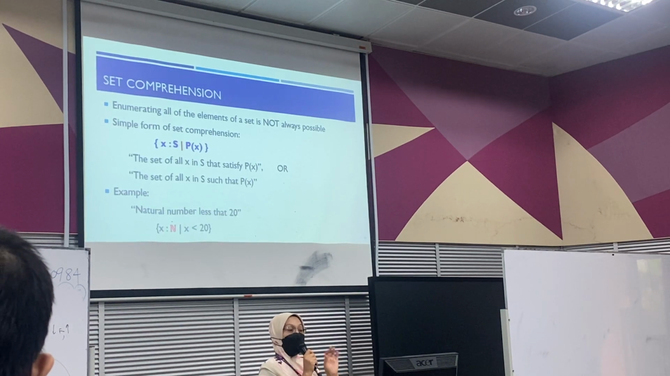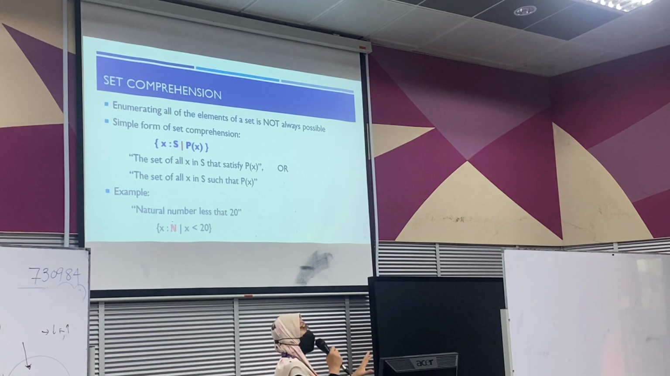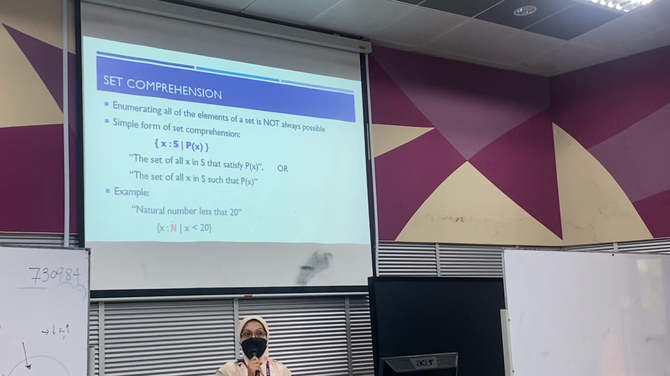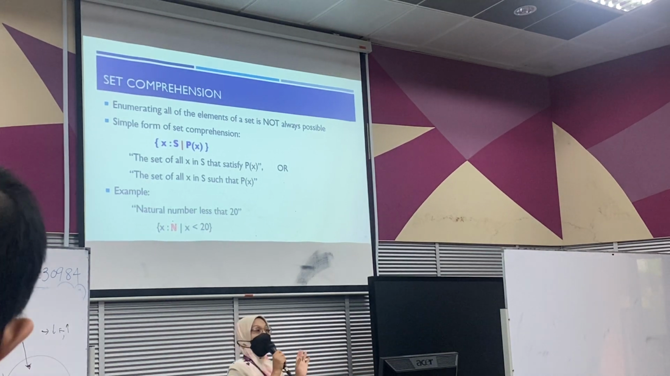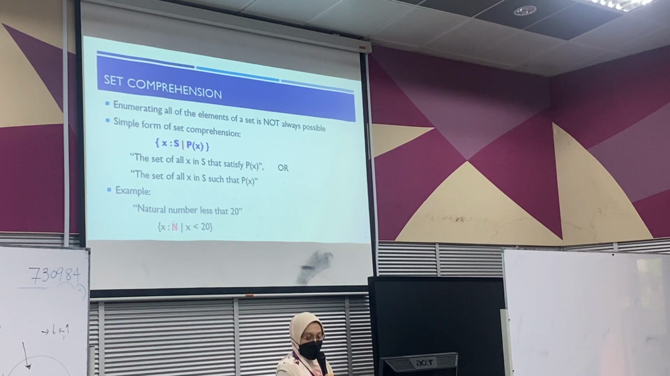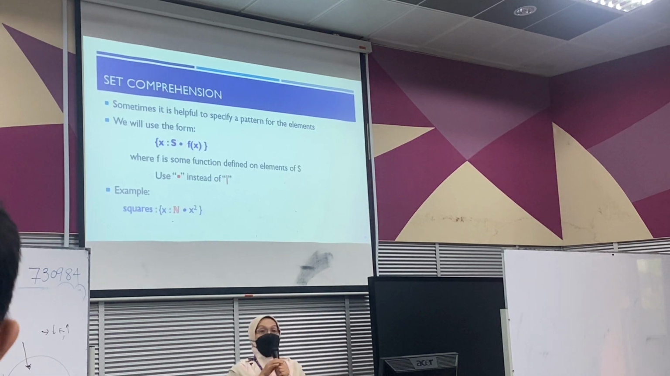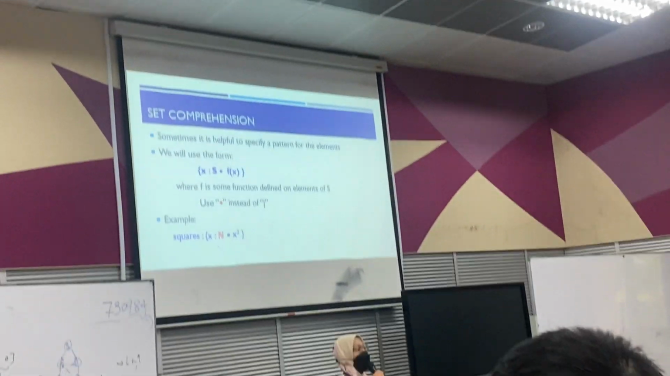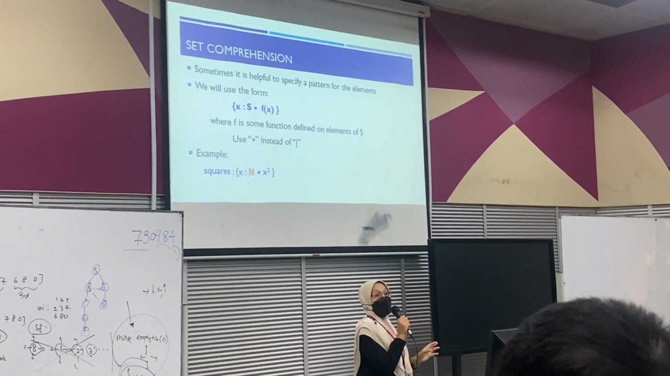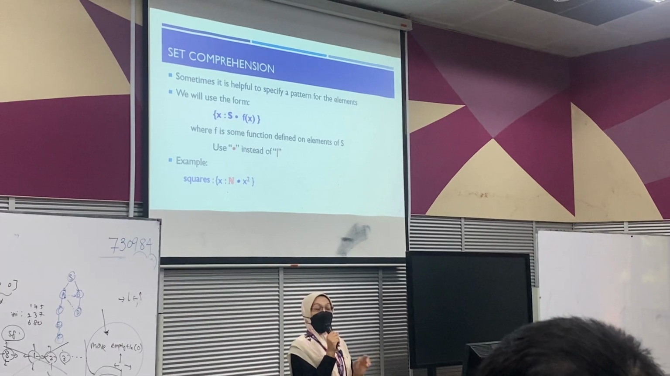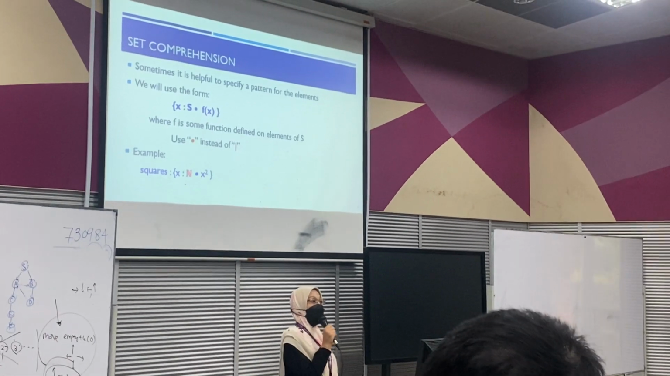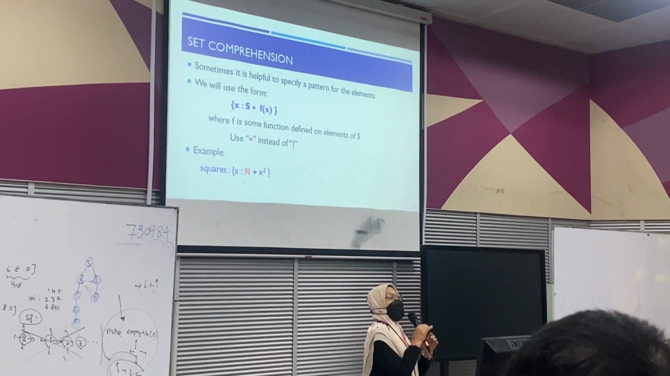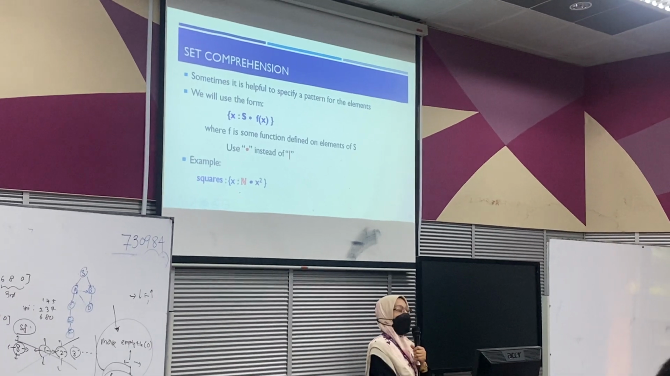So that is the simple form, the one that you did in your tutorial last week also. That one has a constraint or condition. You may also have a scenario, also a simple form, but you don't have a condition like x less than 20 just now. You just want to show what you are going to do with x. So it's a function operation.